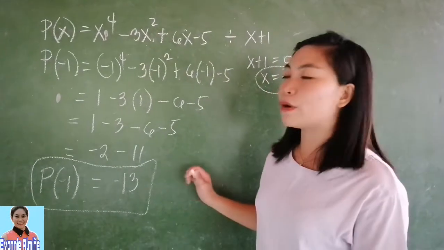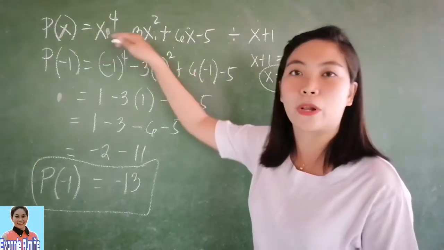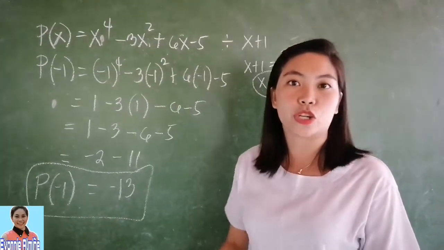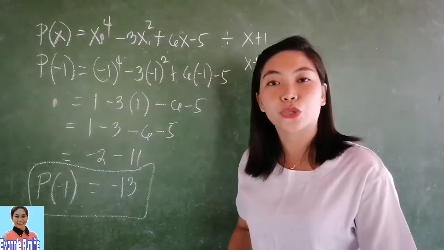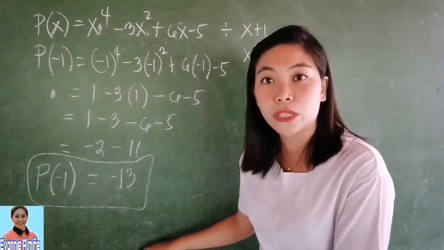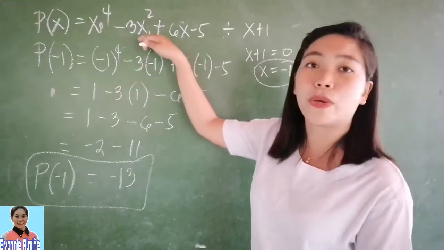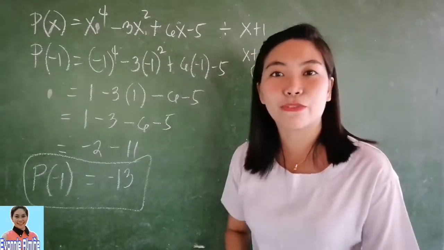Why? Because all you have to do is substitute the given value of x to the variable x in the given polynomial equation, then you are going to evaluate. So, kapag na-evaluate nyo na po, makukuha nyo na po yung sagot that is already the remainder of the given polynomial equation and its divisor.